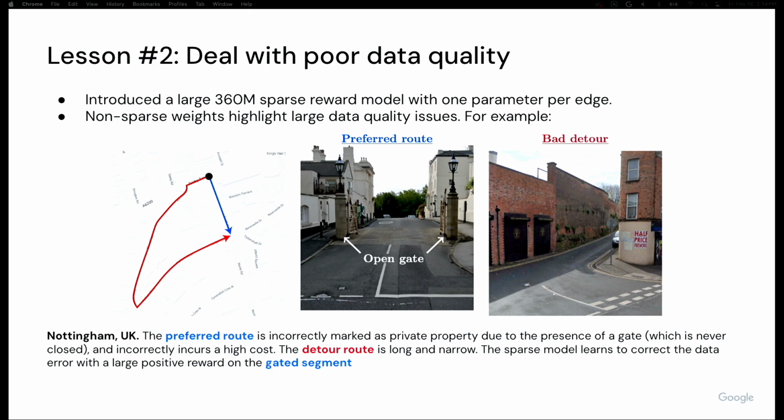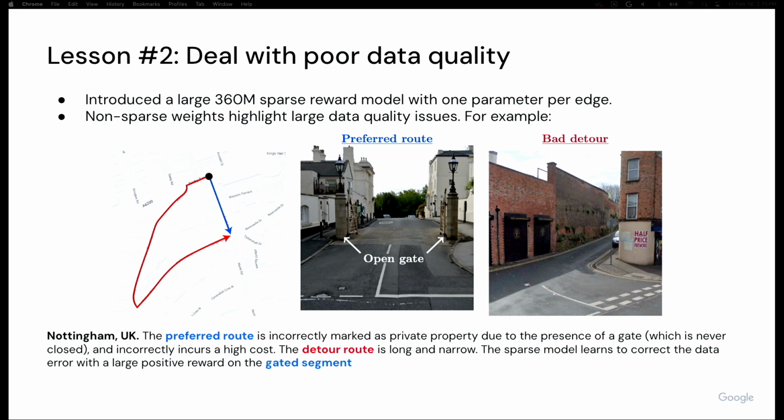But in practice, this gate is actually never closed. It's mostly just for historical or decorative reasons. I don't know why it's there. Never actually closed in practice. Users just drive down this road all the time. But maps have been recommending this very long, narrow detour, this red route. So this one has this really old, narrow road. It was several times longer than the blue route.